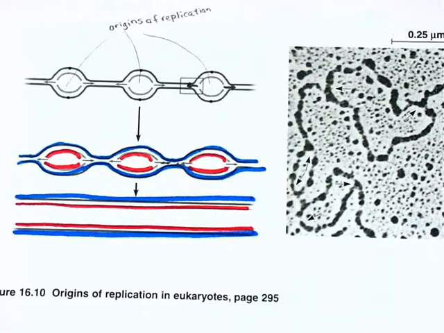Cool. So you have all these replication forks, and they eventually meet up, and then we're essentially done with the process. Cool? So I think we're totally perfect. We love this part. Agreed?